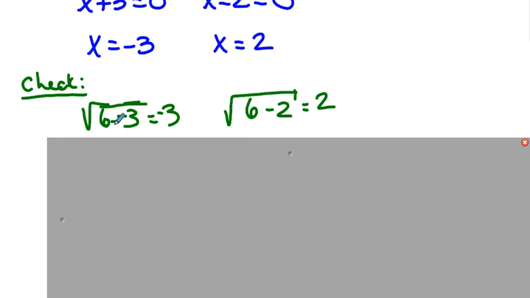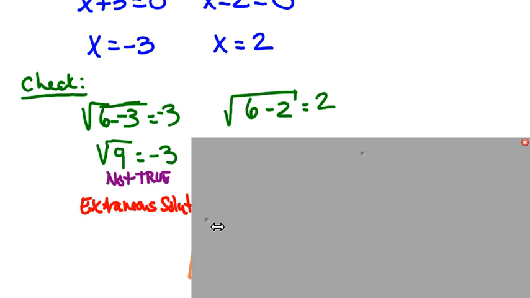So let's think about this. 6 minus -3, that's a 9. So we have the square root of 9 is equal to -3. We know the square root of 9 is equal to 3. That's not true, so it has to be an extraneous solution.